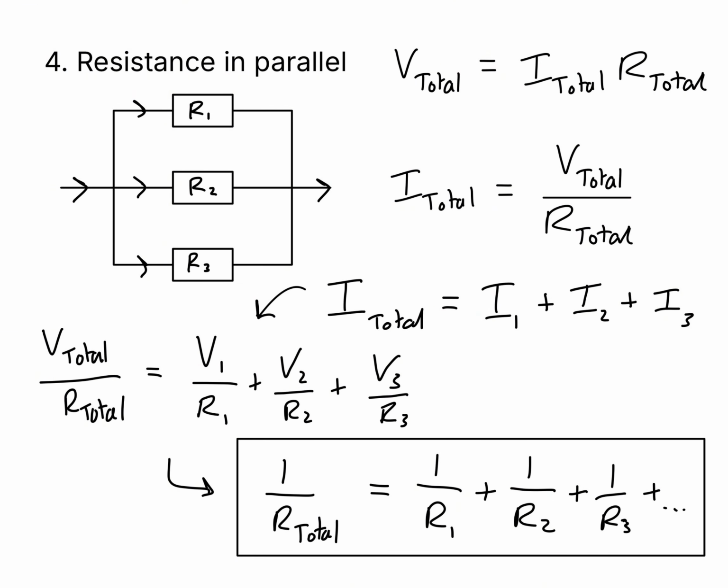Substituting Ohm's law gives the total voltage over the total resistance equals V1 over R1 plus V2 over R2 plus V3 over R3. In parallel, the voltage is the same across all branches, so we can factor that out, and we get the relationship that 1 over the total resistance is the sum of 1 over all of the other resistances. Make sure you're careful with this, as you need to usually plug the numbers in first before you calculate the final resistance.